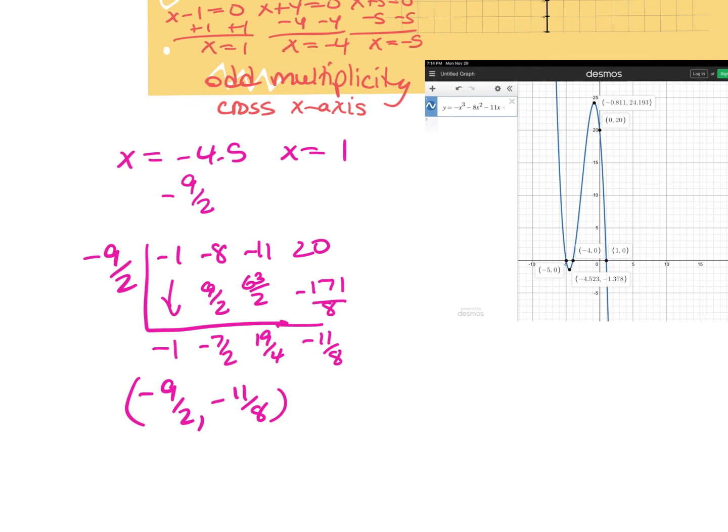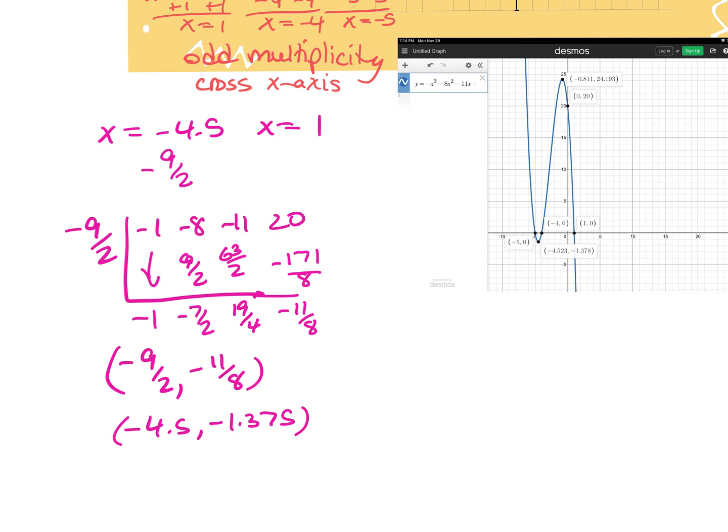If I make these decimals, it's -4.5 and -1.375. Then I'll do synthetic division with the +1 as well. -1, -8, -11, and 20. Bring down, multiply, add the column.